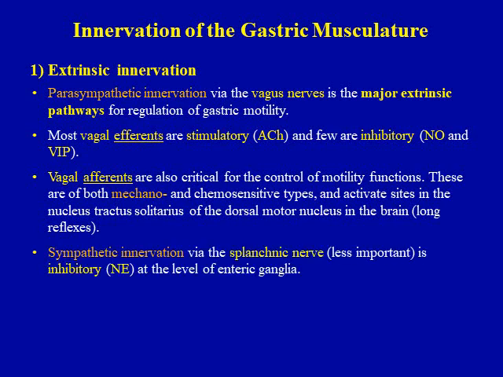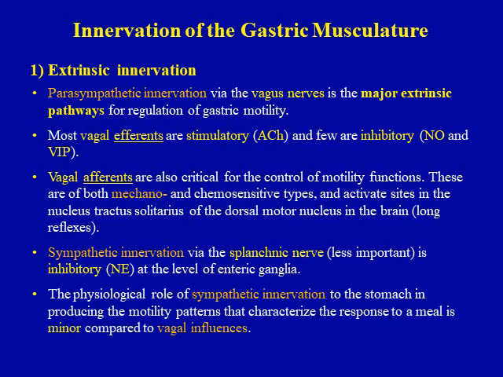Sympathetic innervation via the splanchnic nerve is less important in controlling gastric motility, and it is inhibitory at the level of the enteric ganglia because it releases norepinephrine. The physiological role of sympathetic innervation to the stomach in producing the motility pattern that characterizes the response to a meal is minor compared to the vagal influence. So the main extrinsic influence on the stomach is parasympathetic via the vagus nerve.